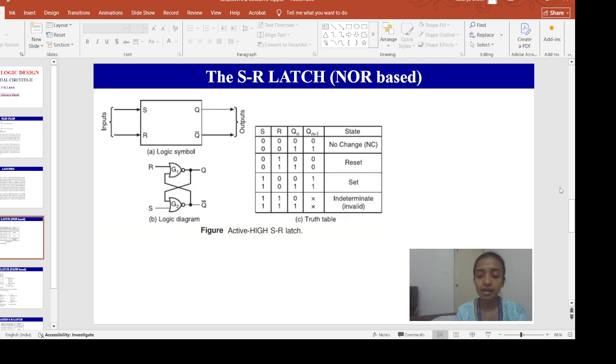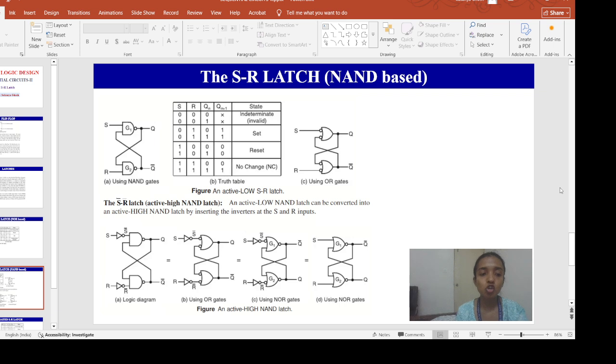NAND based SR latch. The NAND based SR latch is called the active low SR latch. Previously the NOR based SR latch was called the active high SR latch. So for the NAND based SR latch, this figure shows the logic diagram and the truth table of the active low SR latch. Since the NAND gate is equivalent to the active low OR gate, here we are using the NAND gate.